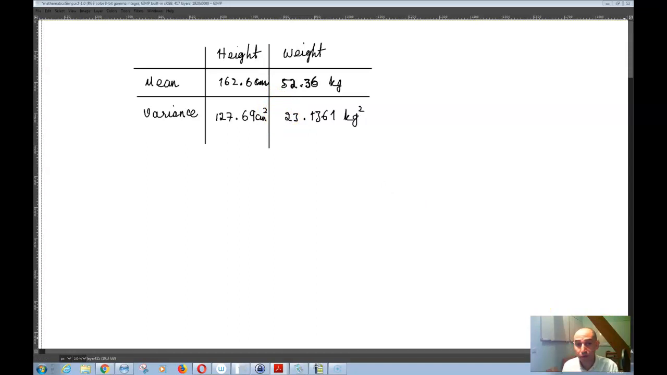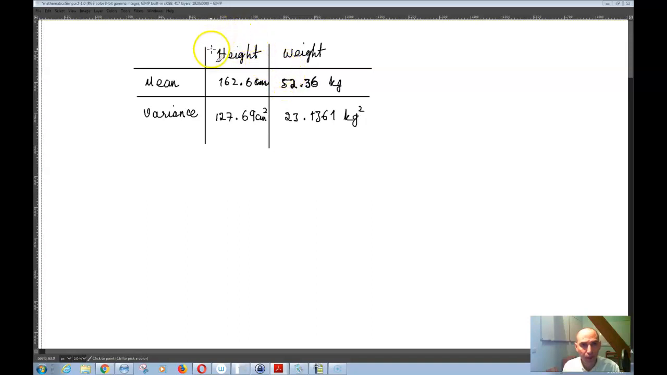The following values are calculated in respect of the heights and weights of the students of a section of class 11. This is the mean and the variance, and this is height and the weight. Can we say that the weights show greater variation than the heights?